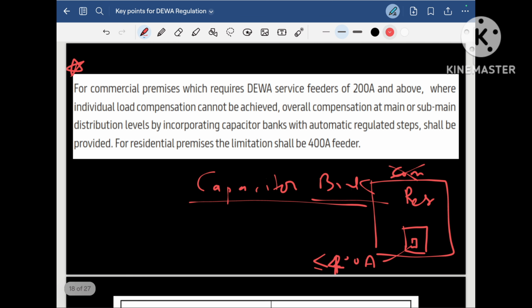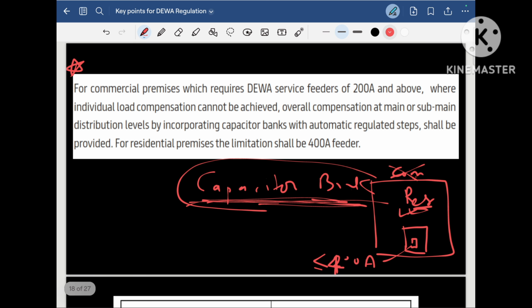What does it mean? For a commercial building, if the main breaker rating is 200 ampere or above, only then is the capacitor bank required. But for a residential building, if the main breaker rating is greater than 400 ampere, only then is the capacitor bank required. For a commercial project, when the load exceeds 200 ampere, individual compensation is not possible. In the same way, for a residential building, when the load exceeds 400 ampere or above, individual compensation for the power factor is not possible.